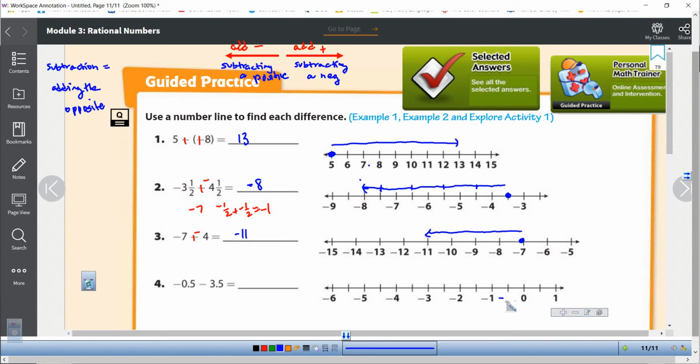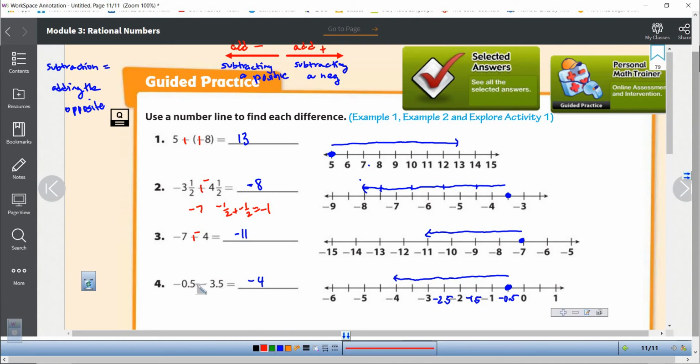Here's negative 0.5, right? This one here would be negative 1.5. This one here would be negative 2.5, and so on. So negative 0.5, and they want us to go 3.5 to the left. All right, so there's 1, there's 2, there's 3, and there's 0.5 right there, and we end up at negative 4, right? Negative 4 is where we end up.